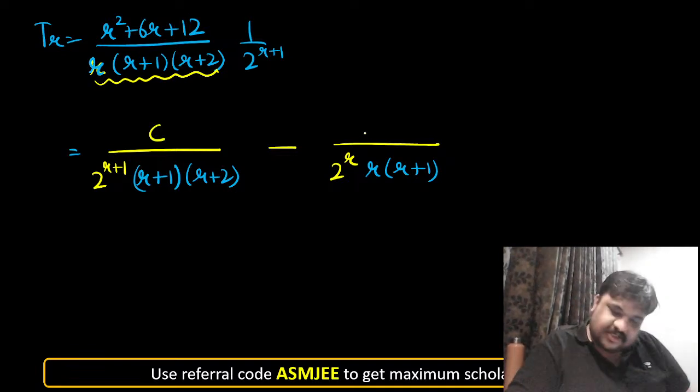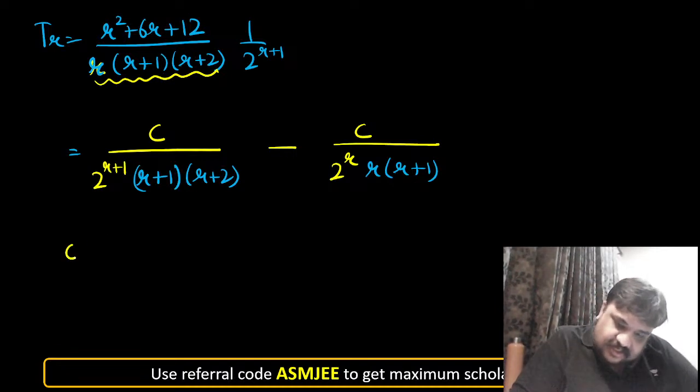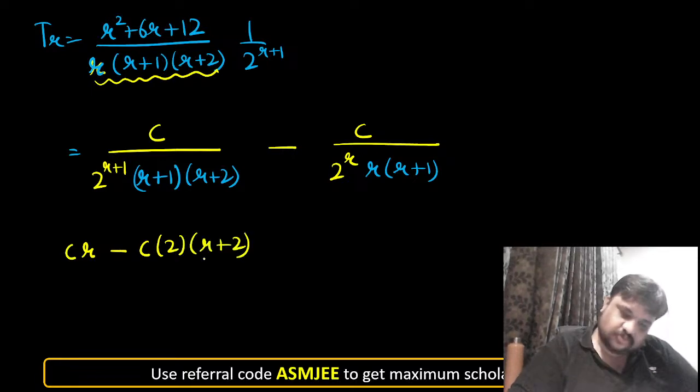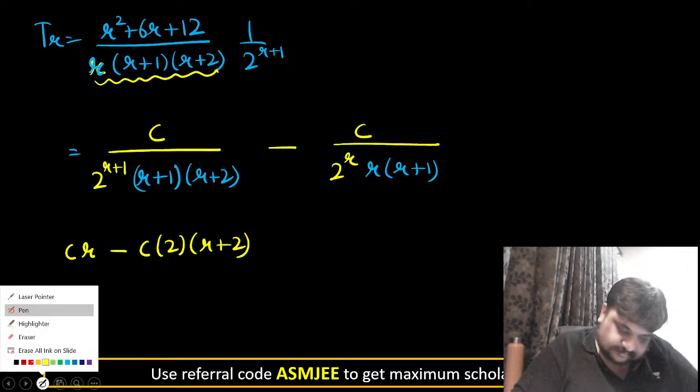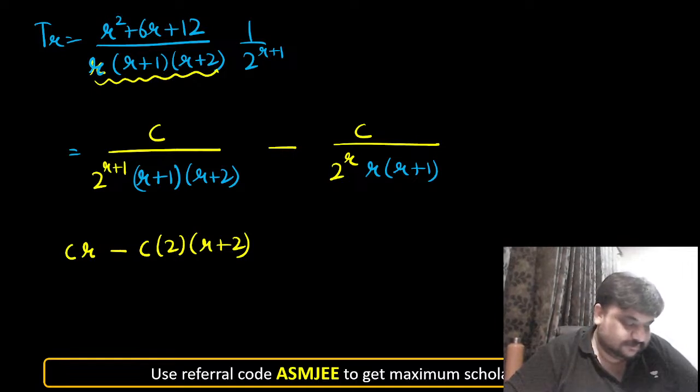So let's try with constant first. Will constant work? So C into R minus C into 2 into R plus 2. No, constant is not working. Constant is not working.